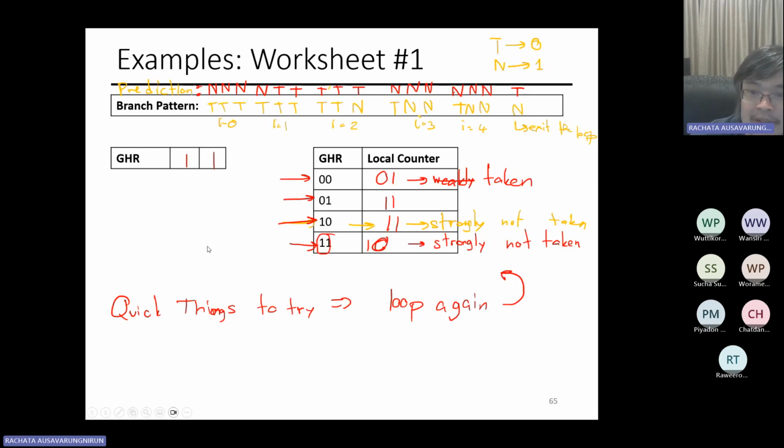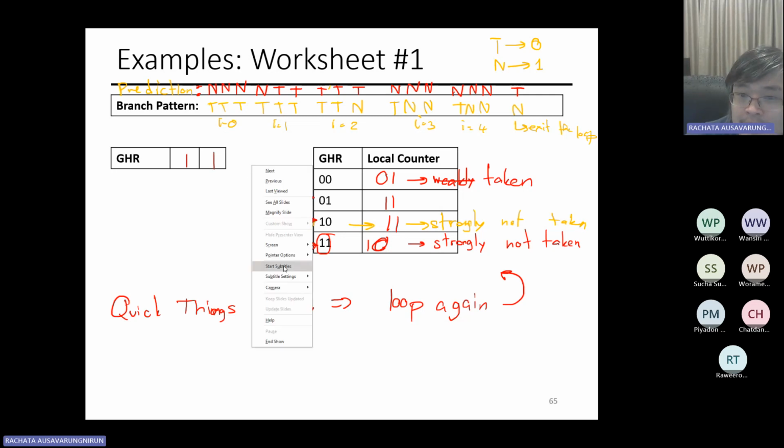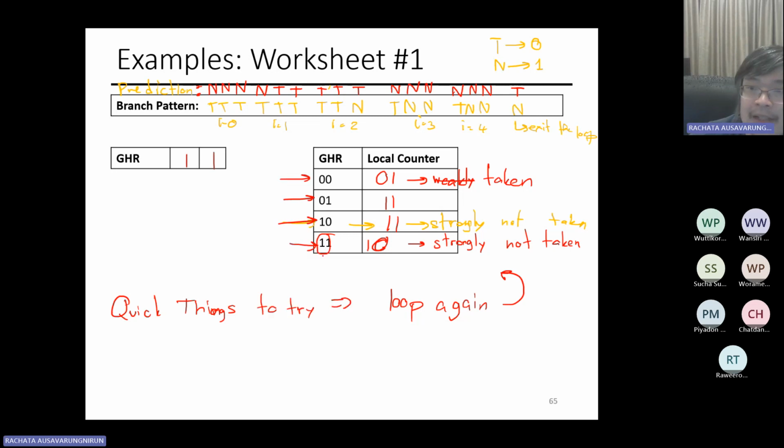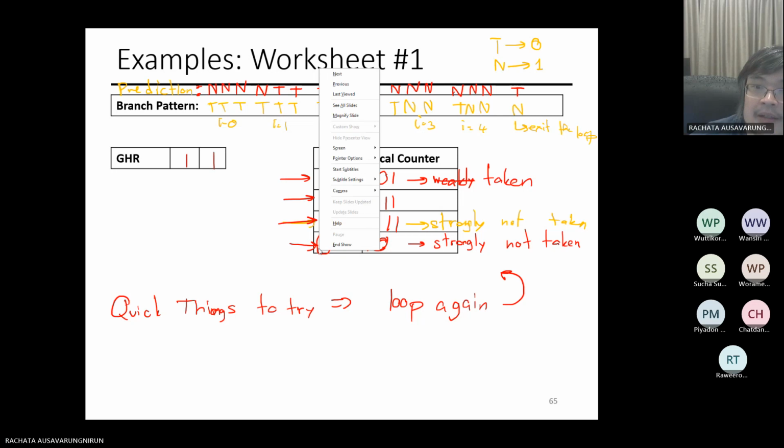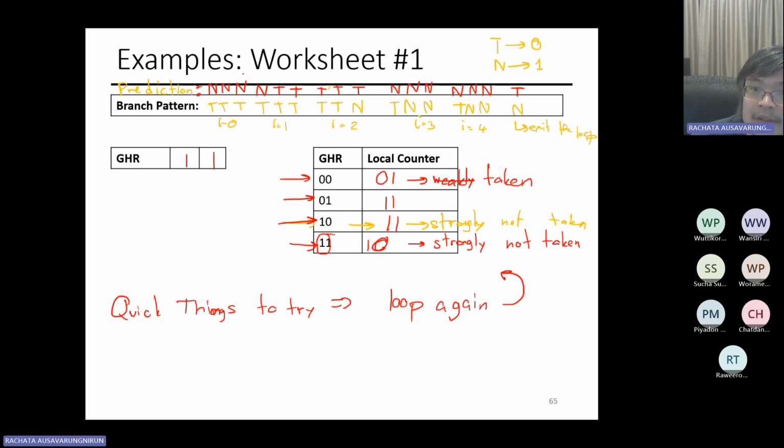The next time you run this, because the GHR that you saw earlier is 1, 1, you make some prediction, and then you start being correct really quickly. The next time you see this, you're going to predict taken and taken because the GHR kind of learned the pattern. And then keep checking and see if you get better.